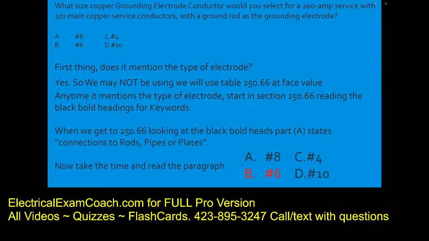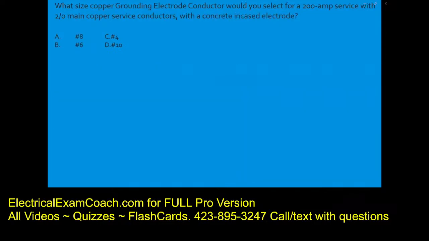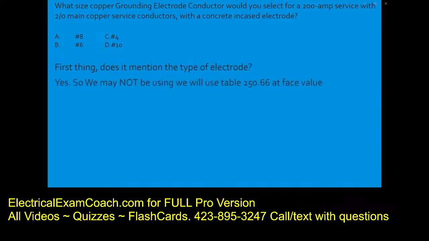Great job. What size copper grounding electrode conductor would you select for a 200 amp service with 2/0 main copper service conductors with a concrete encased electrode? First thing, does it mention our type of electrode? It does, so we may not be using table 250.66 at face value.